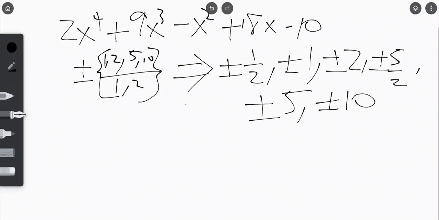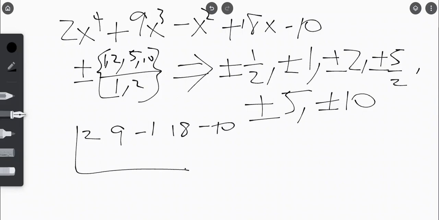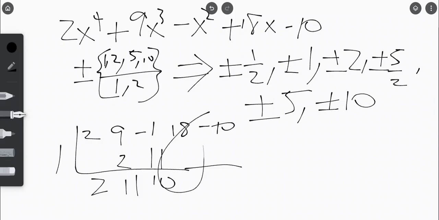So let's use synthetic division. 2, 9, -1, 18, -10. Let's see if 1 is a root. 1 times 2 is 2, 11, 11, 10. And now we see here that we don't need to complete it because we're going to get a remainder by this step. But let's complete it anyway, 28. And you get a remainder of 18, sorry. So this is not a root.